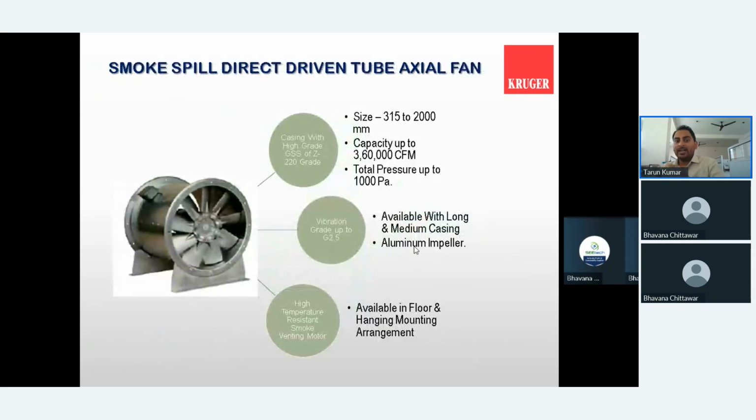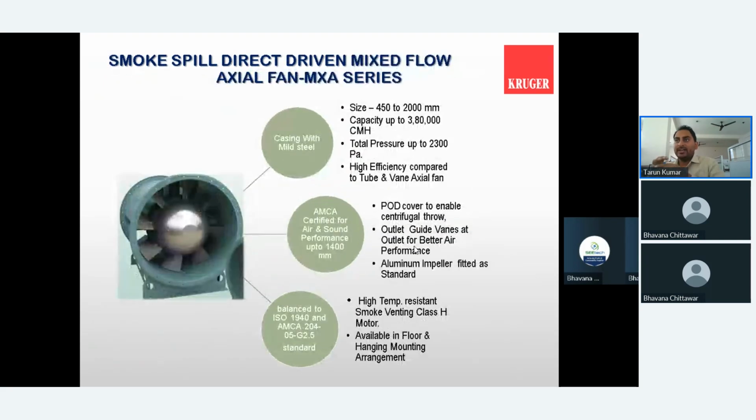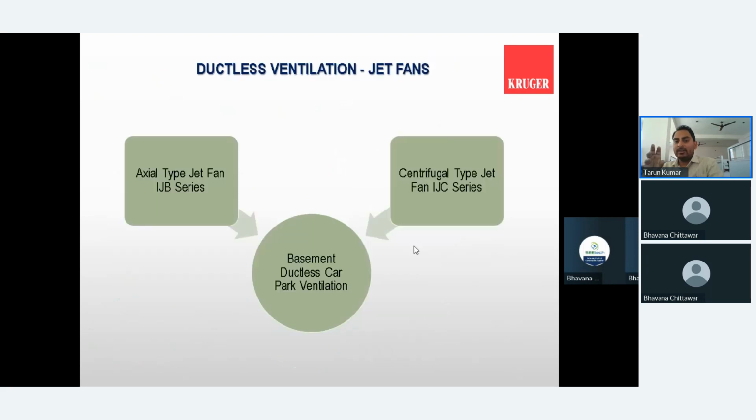So we have the tube axial fan, and further to that we have the vane axial fan. There is a difference between the tube axial fan and the vane axial fan, though both are used for the same purpose. Only the efficiency of the fan is a little bit higher in the vane axial fan. That is the major feature of the vane axial fan, which comes with an additional pod. The efficiency of the fan is more, it consumes less BKW, and the noise of the fan is very low.